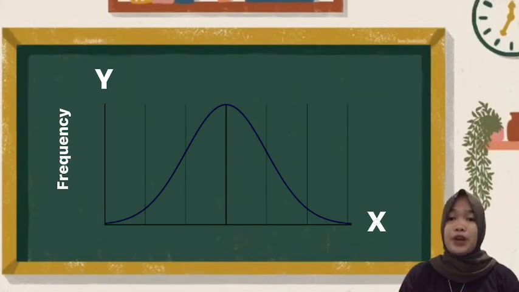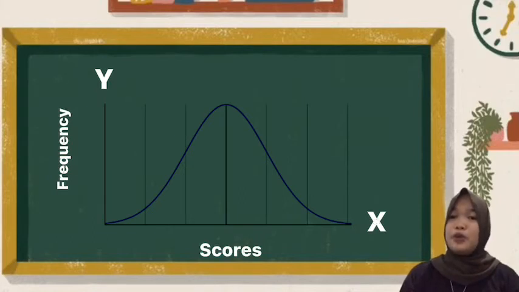Pag sinabing frequency, ilan sila? May 2 ba? May 3 ba? May 5 ba? If you have 50 students, nakabasis yung frequency sa number ng estudyante na meron ka. While in the x-axis, ang makikita natin rito is yung scores ng mga students. So for example, you have 50 items, you will distribute the scores here in x-axis.